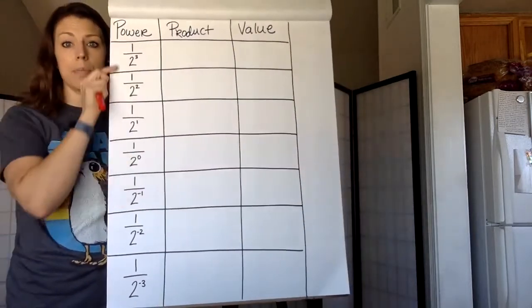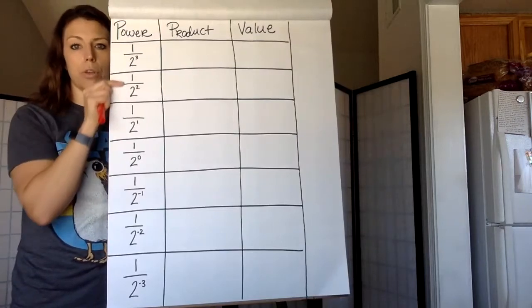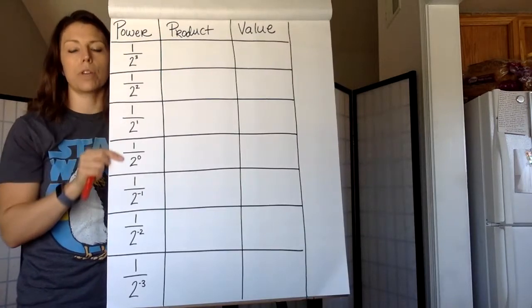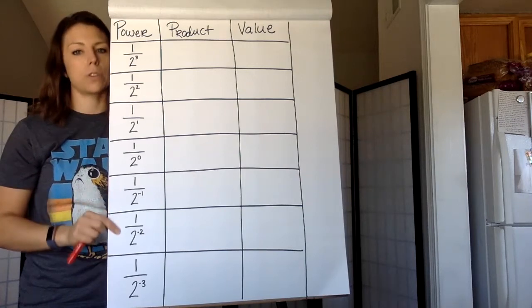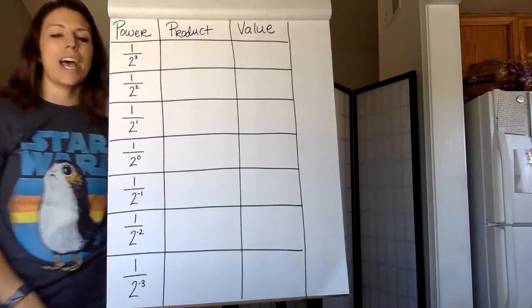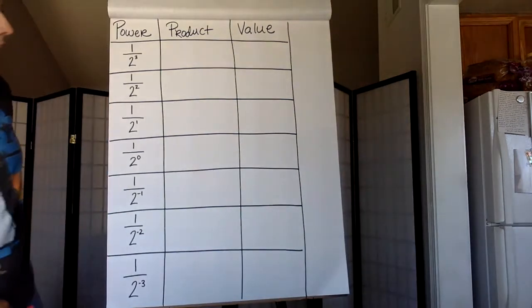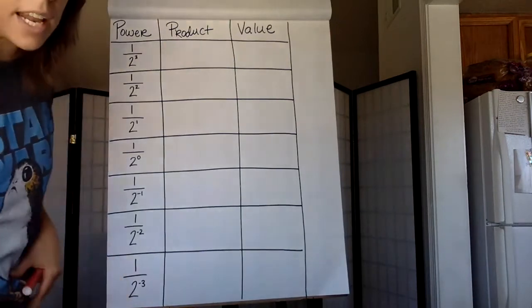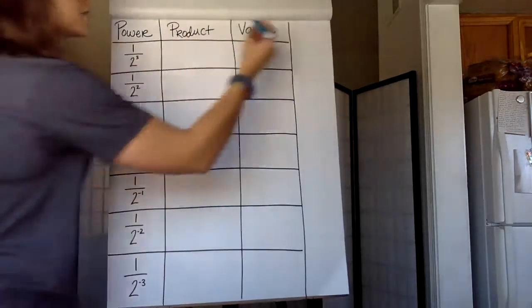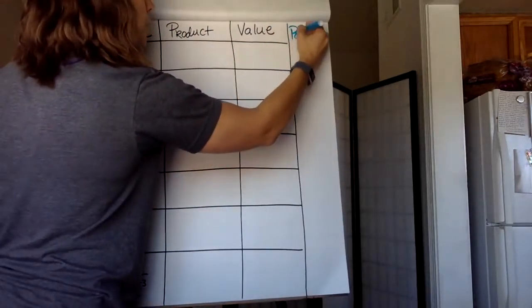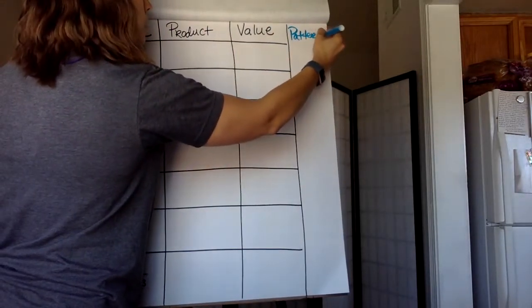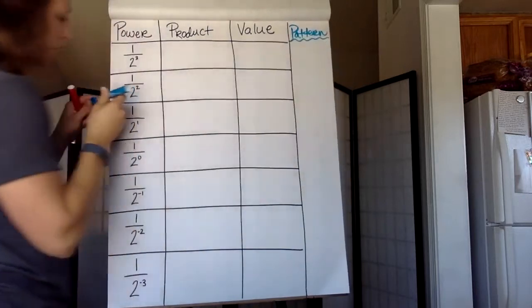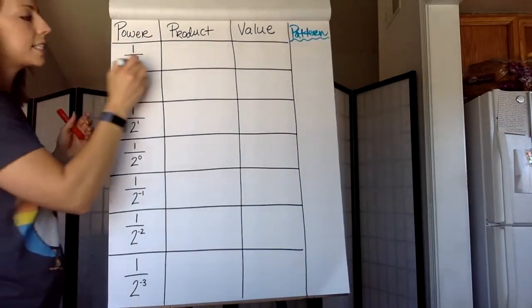We're starting with 1 over 2 to the third power, 1 over 2 to the second power, 1 over 2 to the first, 1 over 2 to the 0, 1 over 2 to the negative 1, 1 over 2 to the negative 2, and 1 over 2 to the negative 3. So the only difference between this table and the last table is that now we're dealing with fractions. So we're going to look for a pattern.